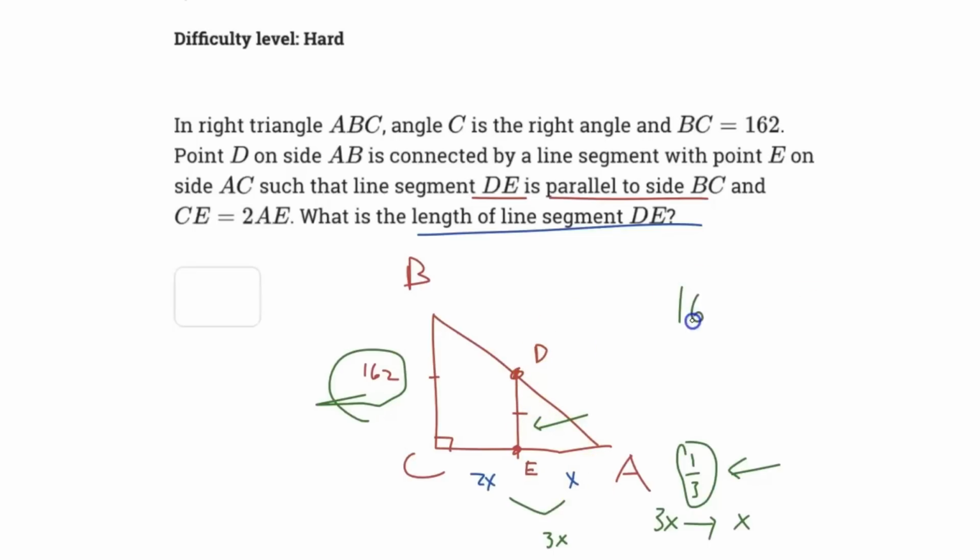So 162 here, we're going to just scale this down because 162 is the larger value on the larger triangle. So we can just divide this by 3. That's the same thing as multiplying by 1/3. And 162 divided by 3 gives us a value of 54. And therefore 54 is our final answer for the length of line segment DE.